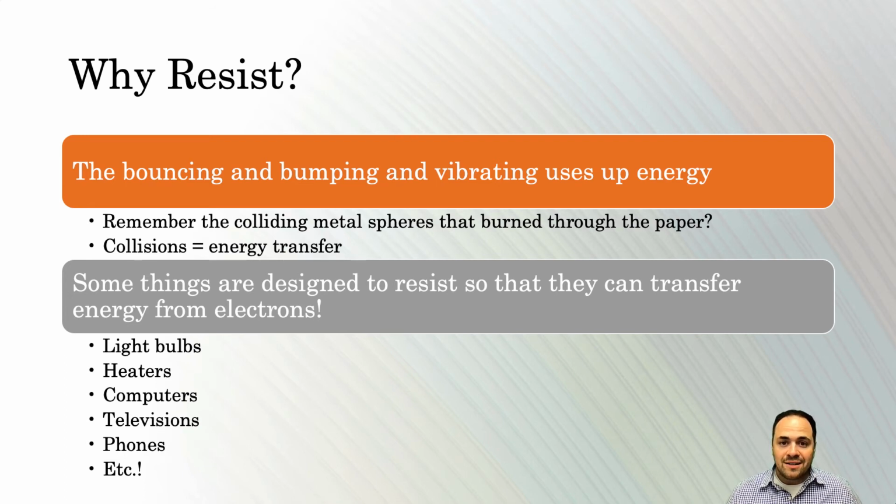Some things are designed for this. So light bulbs, for example, or heaters, computers, televisions, anything that has the need for electricity is actually counting on this to happen, because as those electrons move through these devices, they are transferring some of their energy, and these devices are actually resistors in themselves.